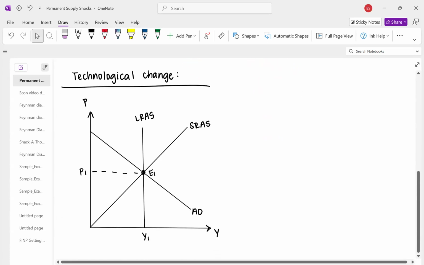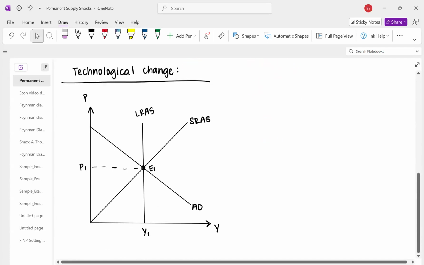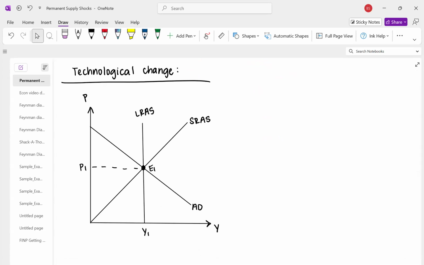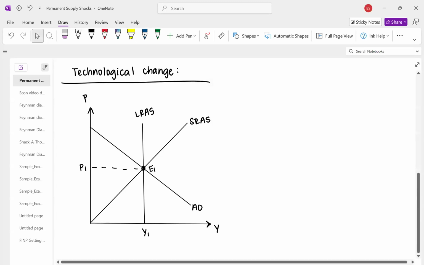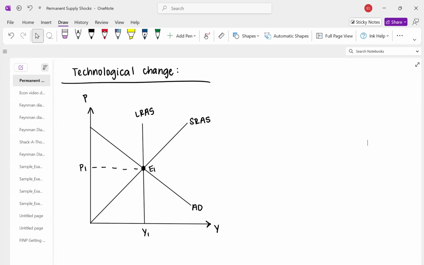So let's say there's a technological change and we need to graph how this would permanently affect the supply and the demand. So we know that a technological change affects the short run aggregate supply curve, and this is a positive thing if the technology is advancing. So we're going to shift our SRAS curve to the right, and I'm going to label this as SRAS2.